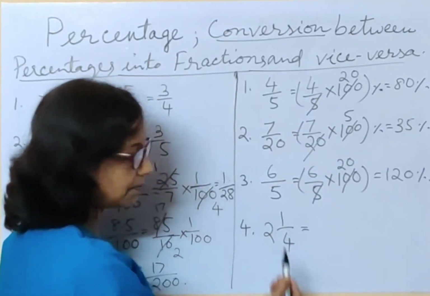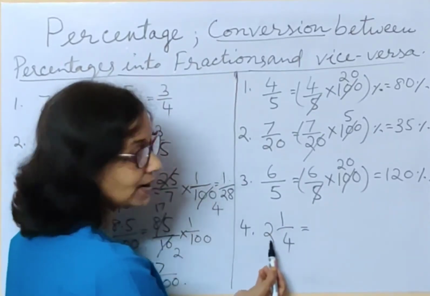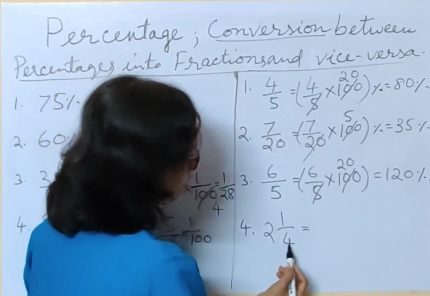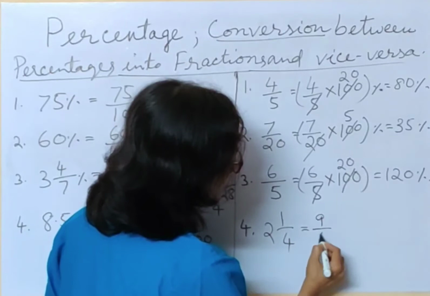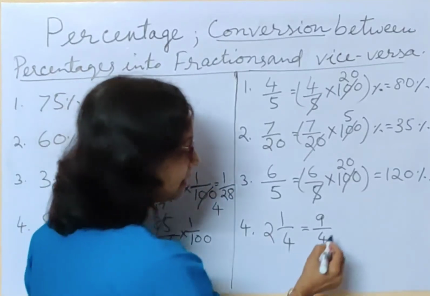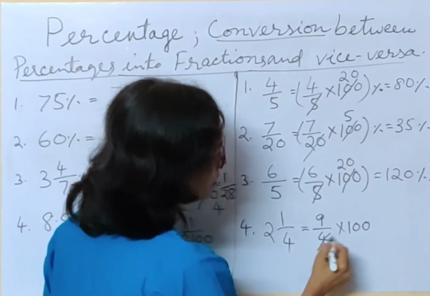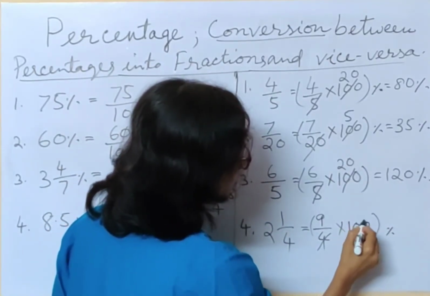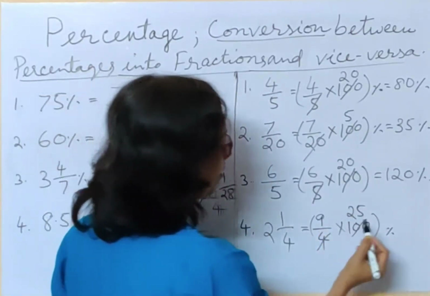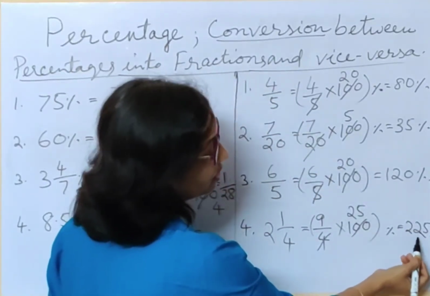Now you have a mixed number, 2 1 by 4. How do you do that? You have to convert this mixed number into an improper fraction. So 4 2s are 8, 8 plus 1, 9, 9 by 4. So first we converted the mixed number into an improper fraction, and then you multiply by 100 and write the percent symbol. 4 goes 25 times, and 25 nines are 225%.